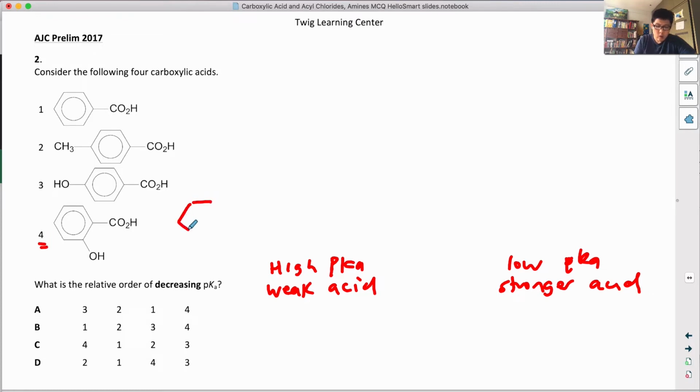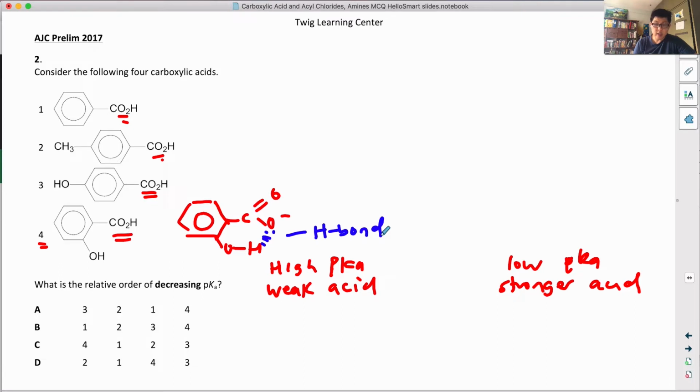Why is that? When we look at pKa, we're actually looking at the Ka of these acids. So I'm going to draw it out very quickly. Let's look at the conjugate base of this carboxylic acid. When you form the conjugate base over here, it is quite stable because there is actually a hydrogen bond. Can you see that? This hydrogen bond stabilizes this CO-. So the strongest acid must be number 4. I'm just going to put 4 here first.